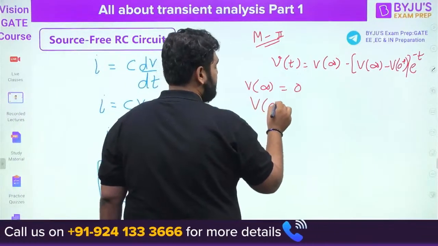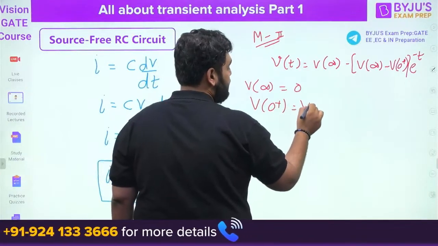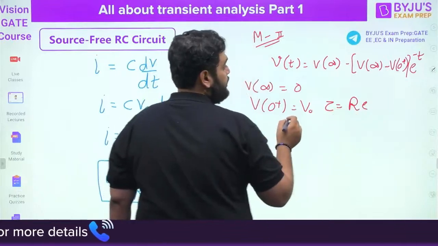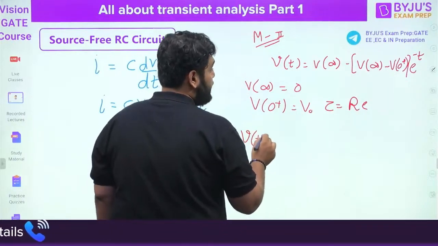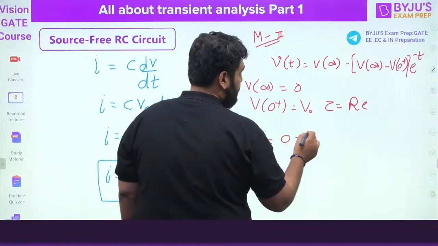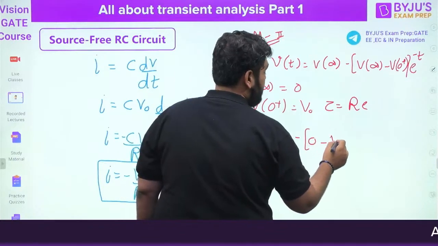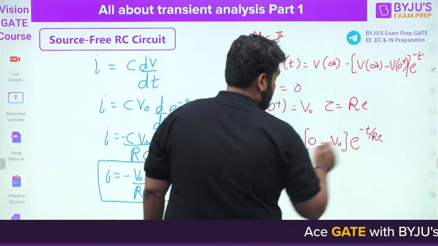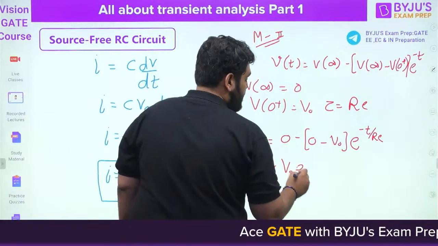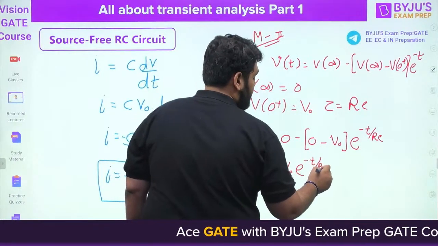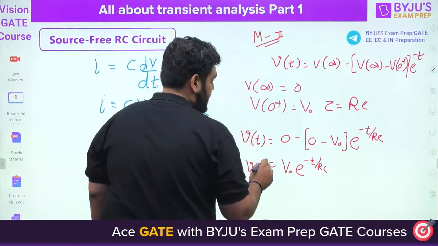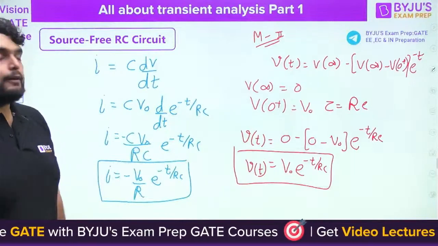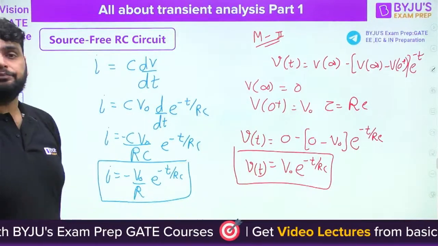What is V0 plus? The initial voltage that we have assumed is V naught, and tau in an RC circuit is equal to RC. So here, what will V of t be? V of t will be 0 minus V naught e raised to power minus t by RC. So it comes out to be V naught e raised to power minus t by RC. This is the voltage across the capacitor here. Simple. By using the concept easily, we have found the voltage across the capacitor.